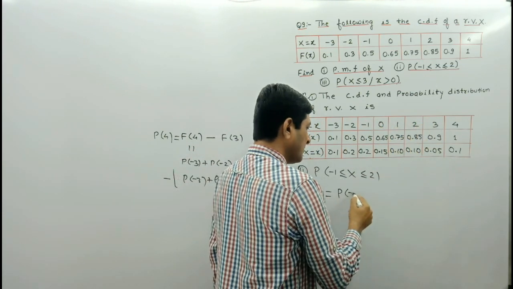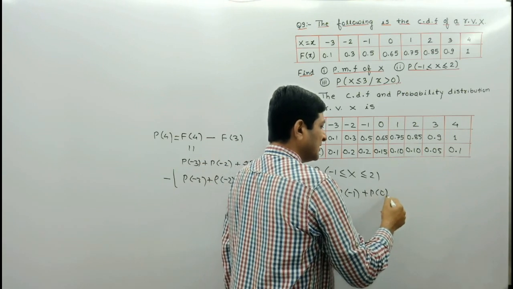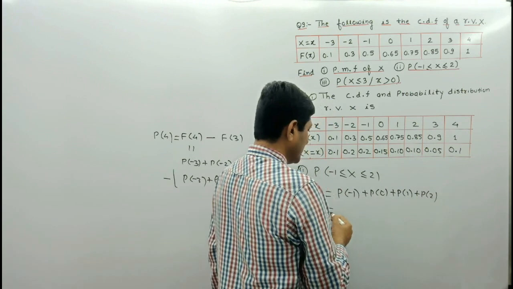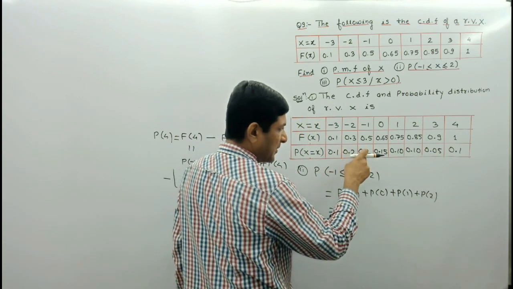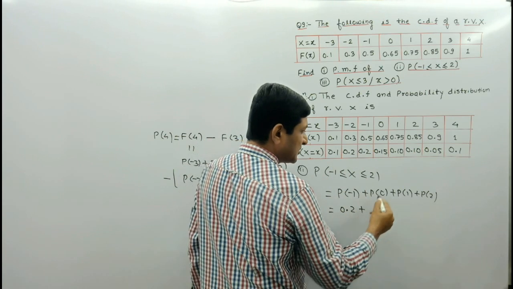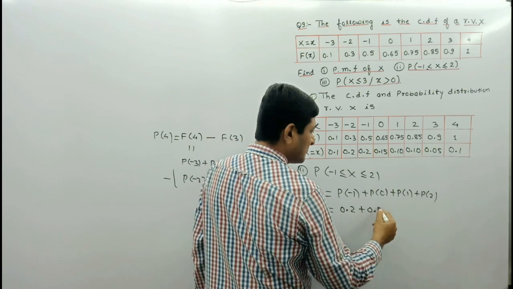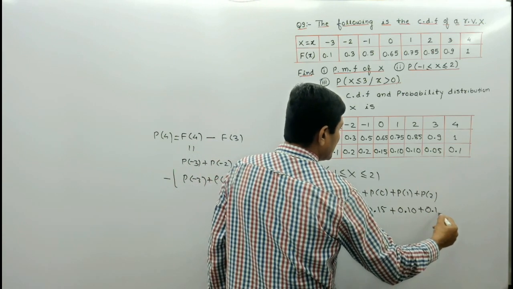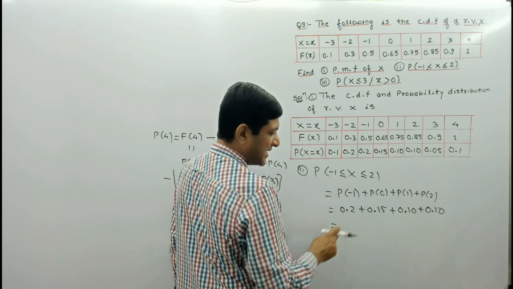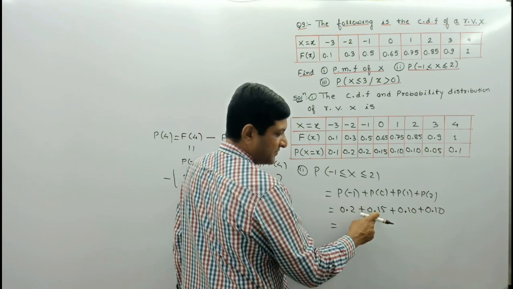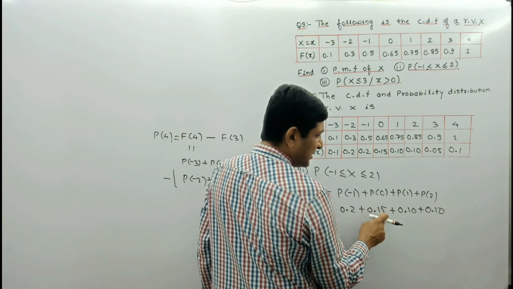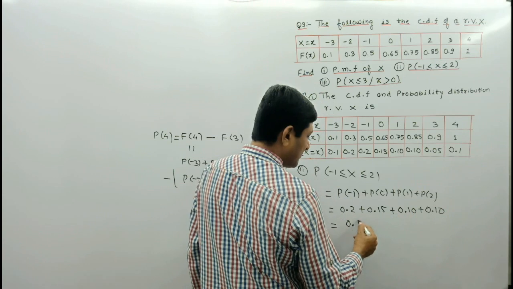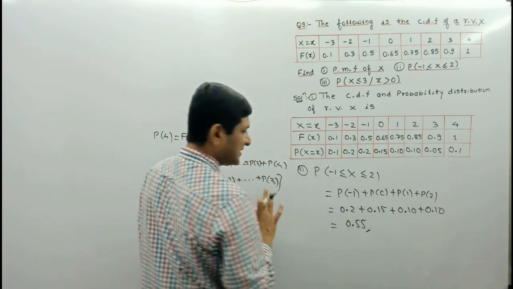Its value is p of minus 1 plus p of 0 plus p of 1 plus p of 2. Now substitute the values of their probabilities: 0.2 plus 0.15 plus 0.10 plus 0.10. Now check what addition we are getting. 0.2 plus 0.15 is 0.35, 0.35 plus 0.10 is 0.45, plus 0.10 is 0.55. In this way we have got our required value.